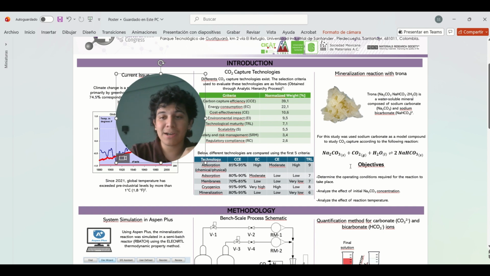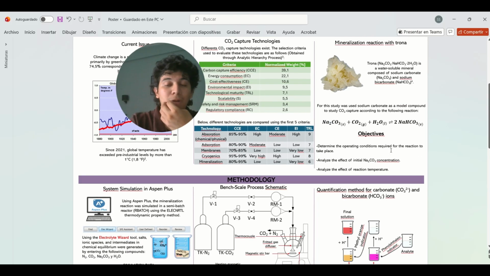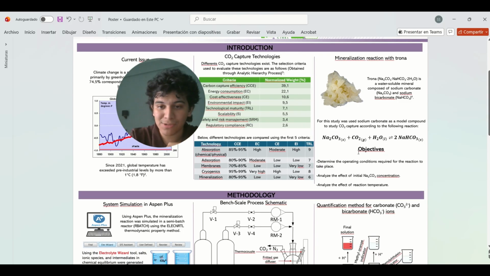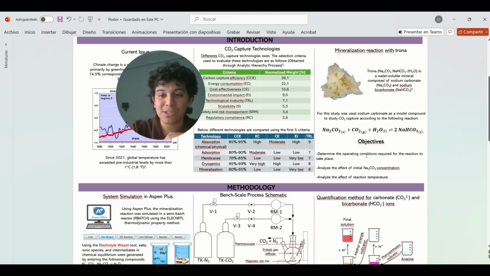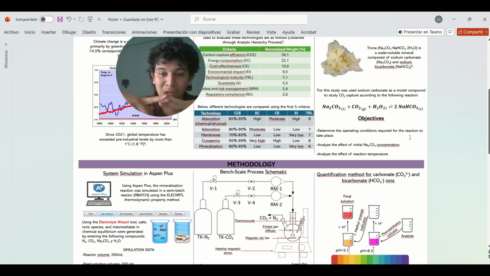Well, the reaction for this mineralization technology is that. Now, the objective for this reaction is to determine the operating conditions required for the reaction to take place. We analyze the effect of the initial concentration of sodium carbonate, and we analyze the effect of the reaction temperature.